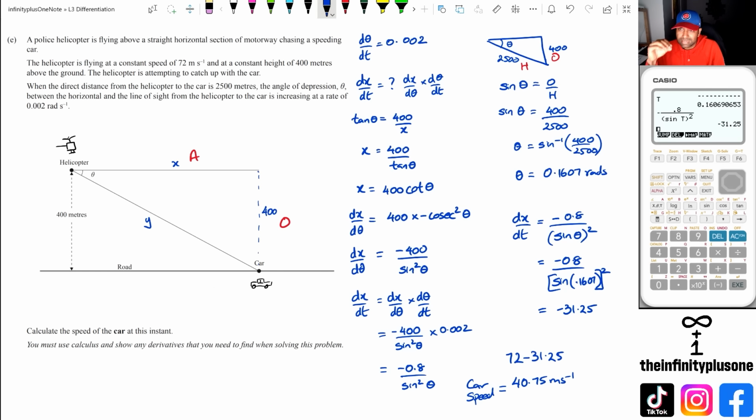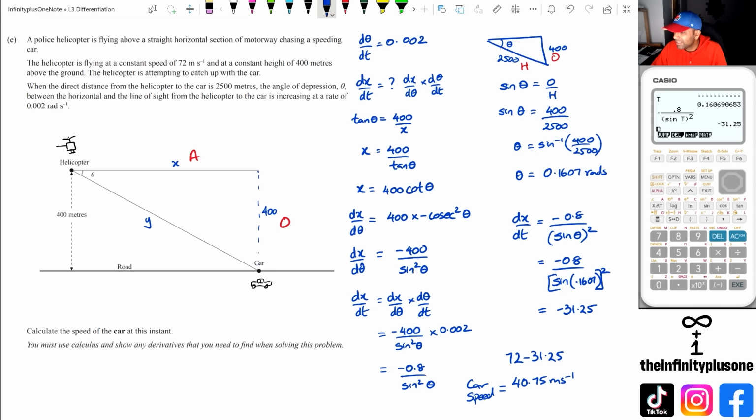Because you've got to think about it, right? We're looking at the instant, at that moment when the helicopter is 2,500 meters away from the car. At that moment, the helicopter speed is 72, but the rate at which the gap is closing, that's x, the rate at which that's decreasing is minus 31.25. So eventually the helicopter is going to catch up to the car because it's going a little bit faster. But at that moment, the rate at which x is changing is minus 31.25. So if you take that away from 72, you're going to get 40.75 as the car speed there.